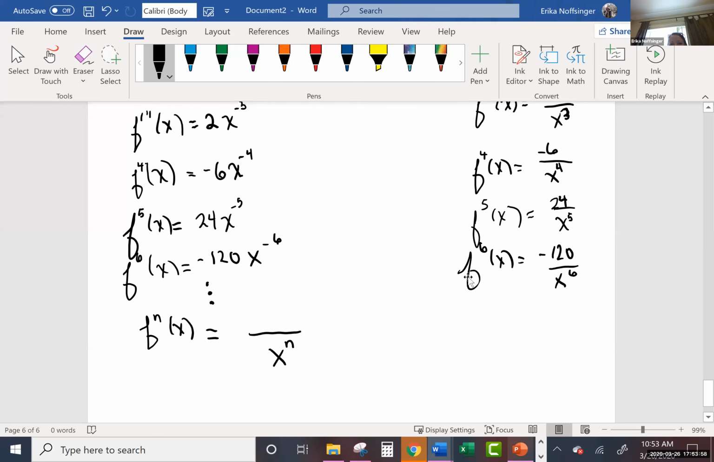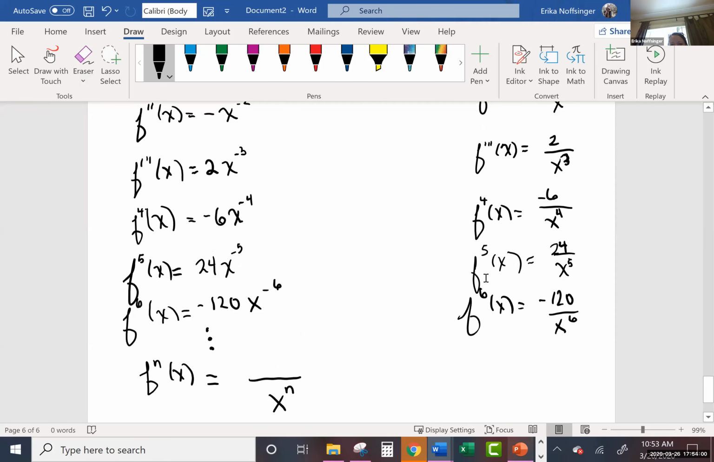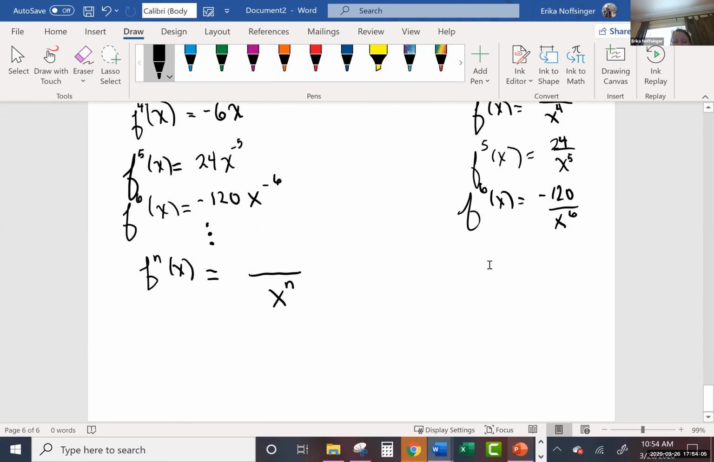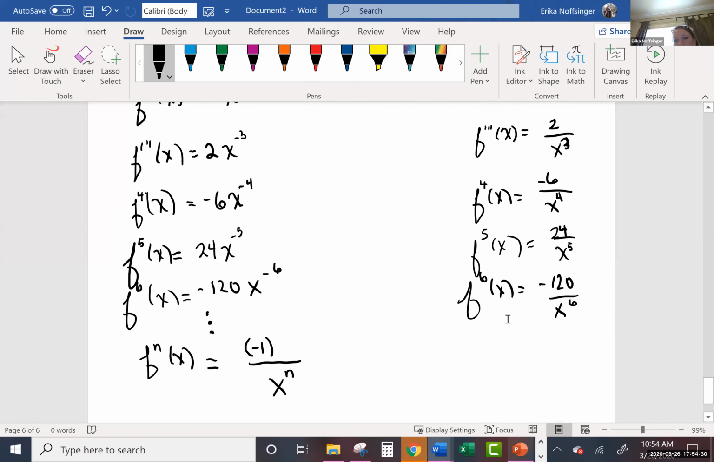I also notice that my signs are alternating. There's a way to write things when your signs are alternating. If you take -1 and raise it to the first power, I get -1. But if I raise it to the second power, I square the negative, I get positive. Then if I cube it, it's -1. If I raise it to the fourth power, it's positive. So it's going to alternate back and forth, just like I wanted.